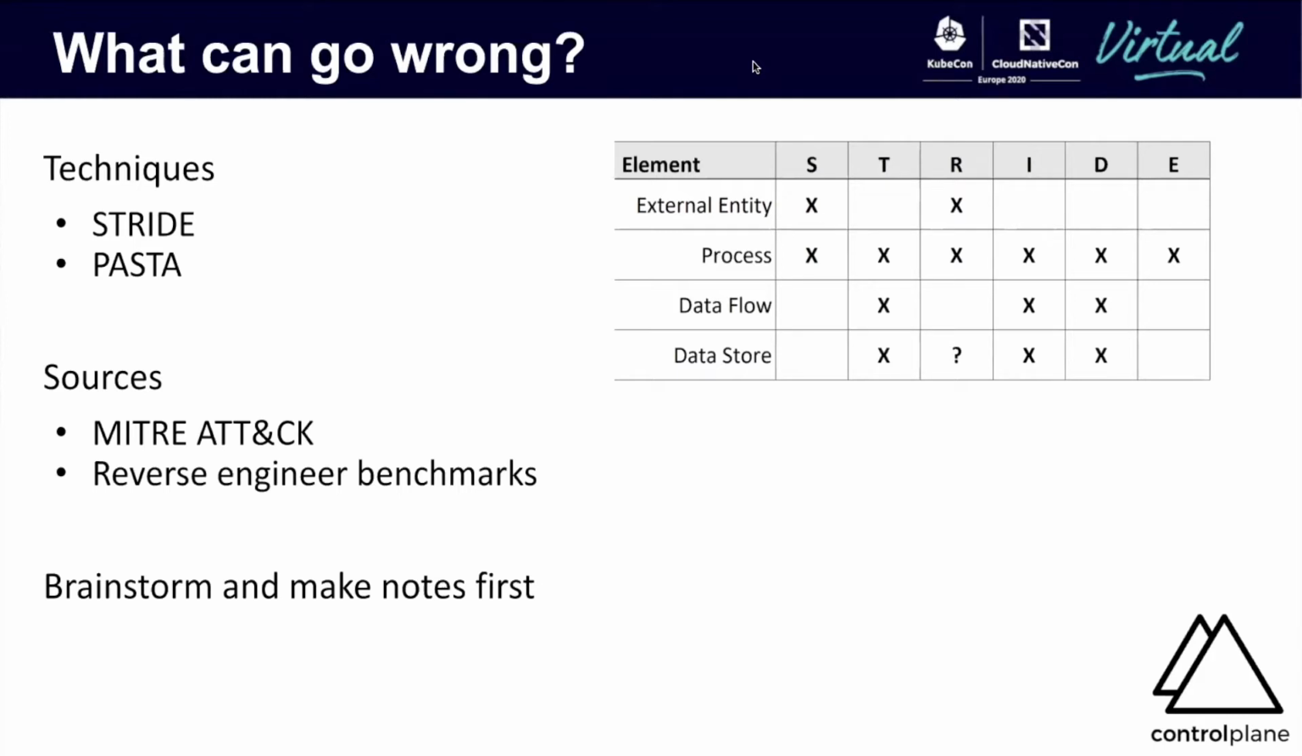One can use STRIDE to characterize and identify the kinds of threats that affect processes, data flows, and stores within your system. And STRIDE is most commonly applied in conjunction with data flow diagrams because, as I said earlier, data flow diagrams explicitly display those processes, data flows, and stores within your system. There are other more explicit sources of threats. For example, the MITRE ATT&CK matrix, and also reverse engineering benchmarks can form a valuable source.